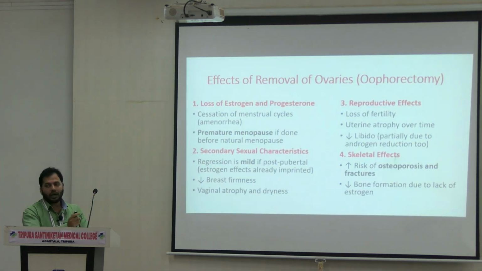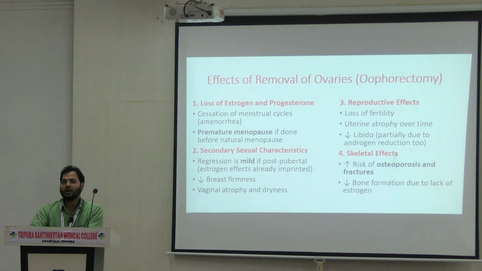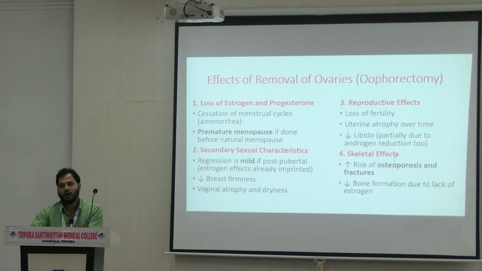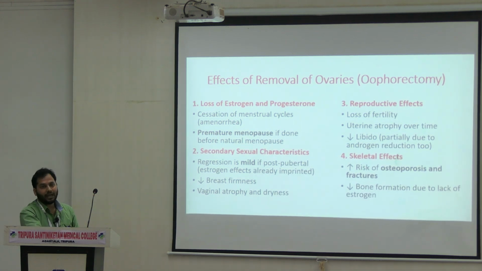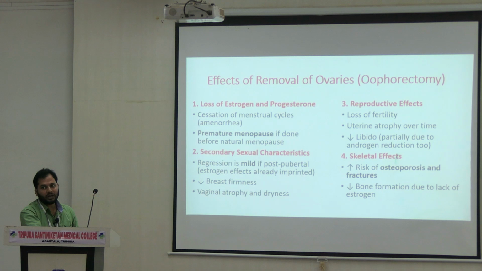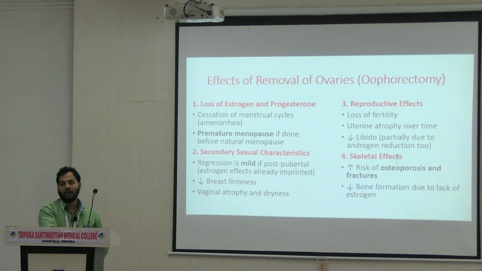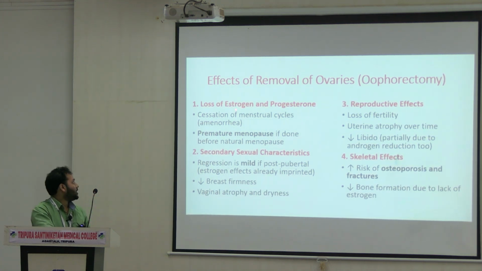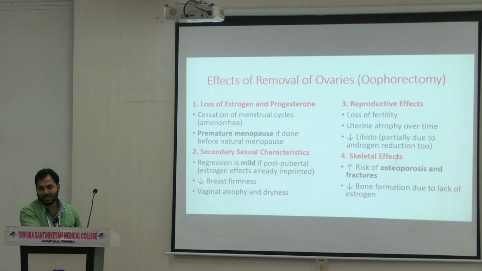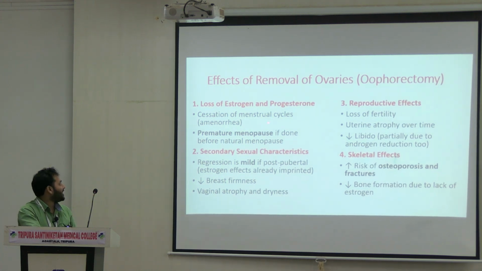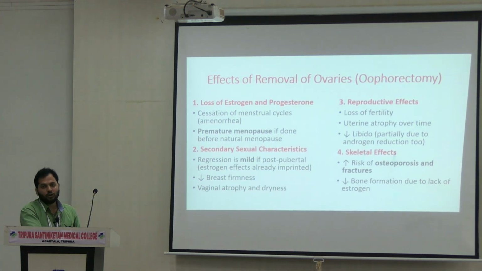Now what are the other parts? What do we see in the removal of ovaries? As we know, the ovary is the most important organ for the synthesis or secretion of the female sex hormones, estrogen and progesterone. But removal of the ovaries means loss of estrogen and progesterone secretion. So that ultimately affects different biological events.